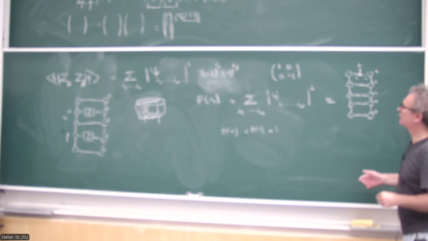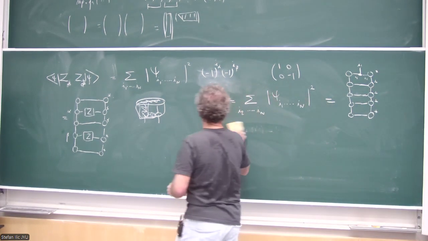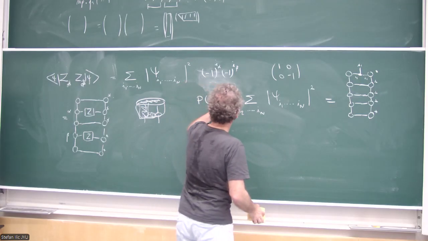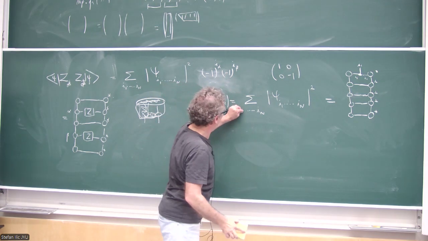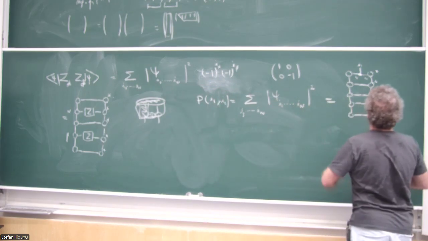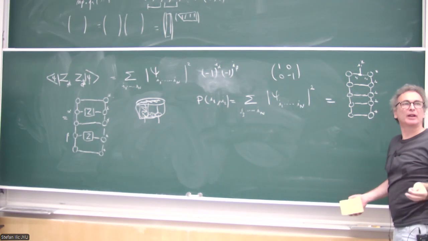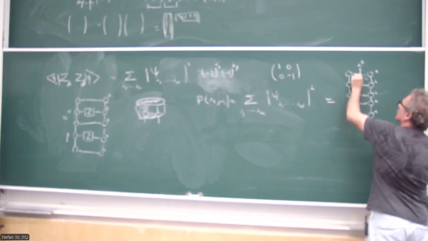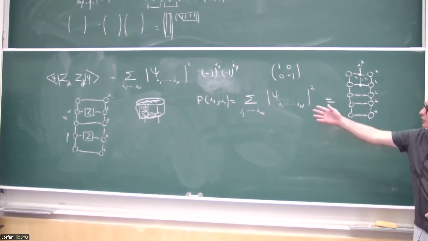And then I continue. Then I need to calculate, I will cheat a bit, P of i1 and i2. It's the same thing, but I now only sum over i3 to iN. So now I fix i1 to whatever value I found when I sampled the first qubit, and I calculate the probability for i2. And then you use the Bayesian law.